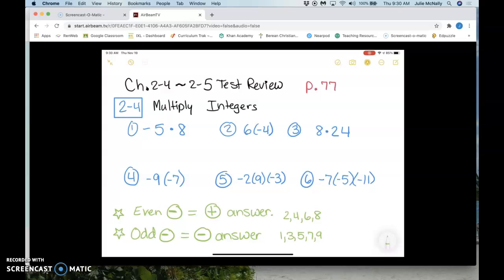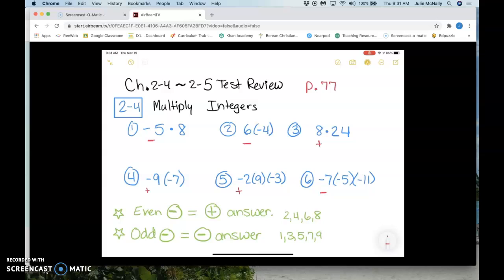So the first thing we're going to do is go through all these problems, and you're going to tell me if the answer is positive or negative. Number 1. Negative. Good. Number 2. Negative. Number 3. Positive. Number 4. Positive. Number 5. Positive. Number 6. Negative. All right. Nice job. Now let's go back and tell me the answer to the actual problem.